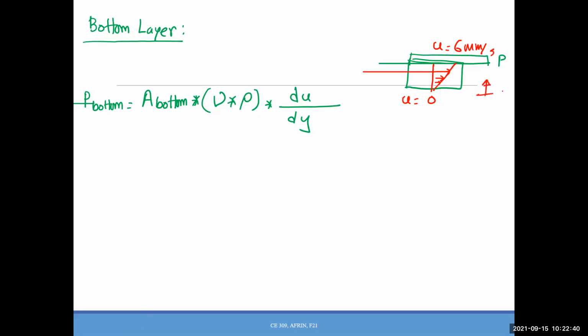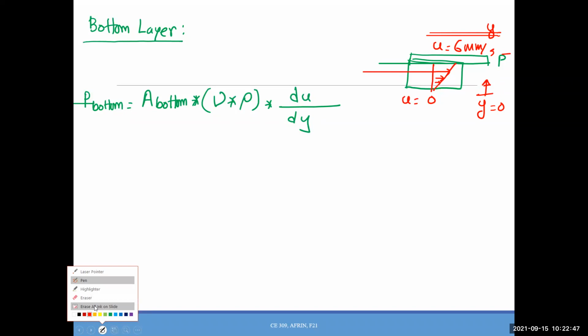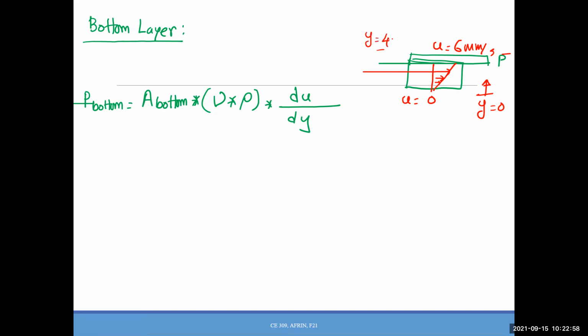Okay, and if I start the scale, y equals 0, y equals to, what will be the y on top of the plate here? This time we are working with the bottom layer. So what will be the y here? Y will be 4 millimeters. So du will be still the same, 0 to 6 millimeter per second, and dy will be 0 to 4 millimeter, right? Okay, I will write down all the numbers very quickly because everything else is the same.